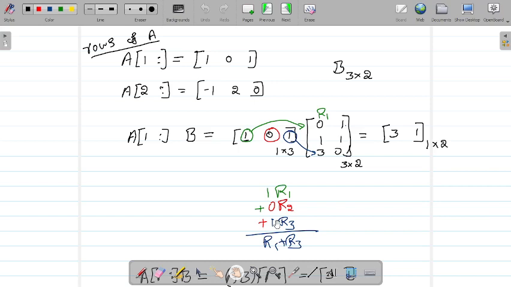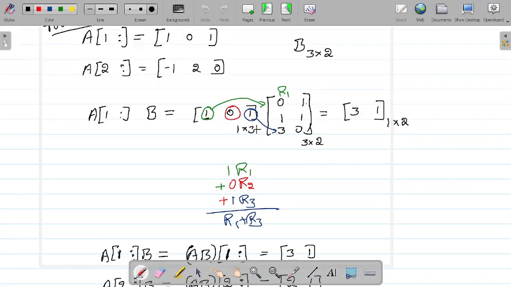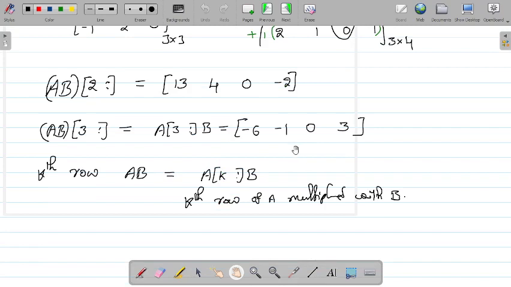Like here, if you take the first element of a row, first element into first row of the second matrix, second element into second row of the second matrix, and similarly third element into third row of the second matrix, you just need to add all of them so that you'll get the first row of the product. And similarly you can obtain the second row, third row and all. Finally you can write what is AB in terms of rows of B, right?